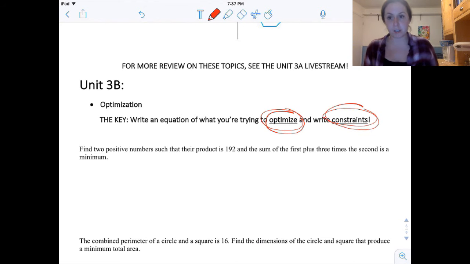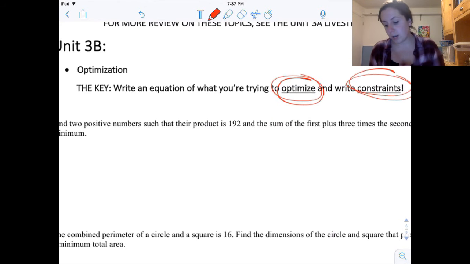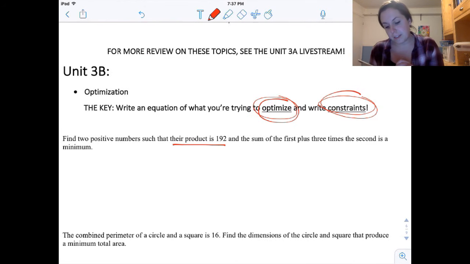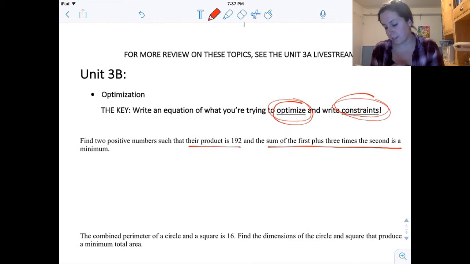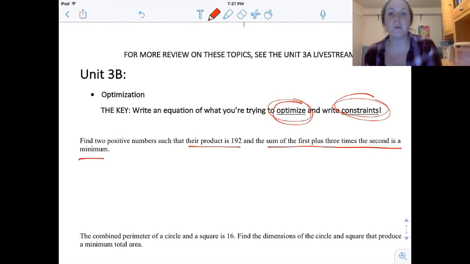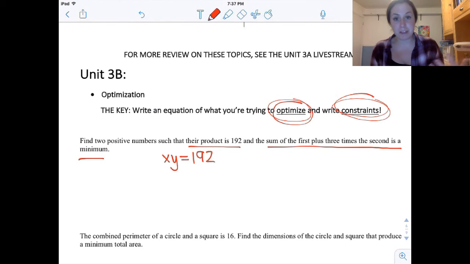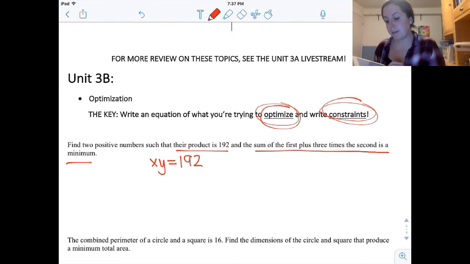So we're going to start real simple here. Find two positive numbers such that their product is 192, and the sum of the first plus three times the second is at a minimum. Okay? So let's start with what do we know and what are we trying to optimize? So product is 192. That is just a constraint. There's nothing that I'm optimizing there. The sum of the first, so that would be like x, plus 3 times the second is a minimum.